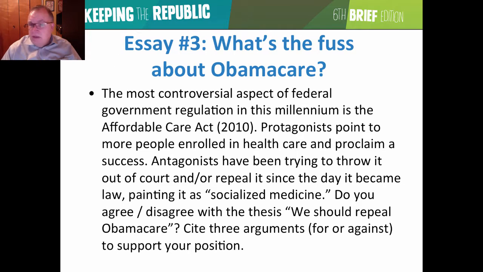Essay question is specifically about Obamacare. It is in the news. There's a lot about it lately. That's the most controversial aspect of federalism in this millennium. And do you agree or disagree with the thesis, we should repeal Obamacare? Now, when I first designed this question, it was a thesis. Today, it's a reality. There's going to be some changes to Obamacare as a result of the election.